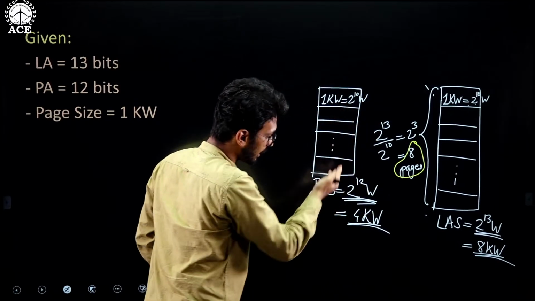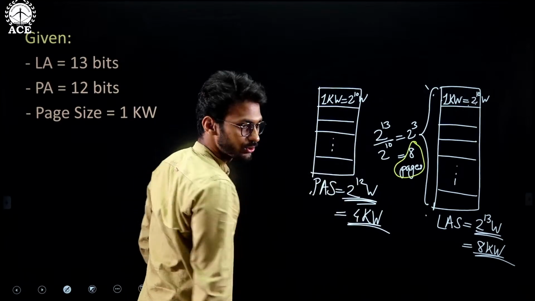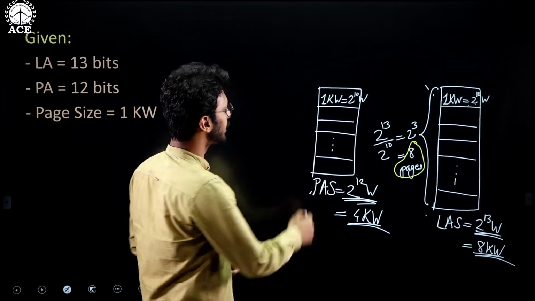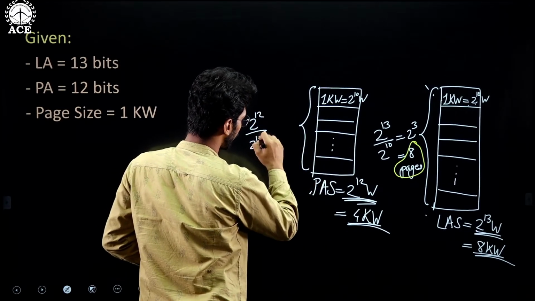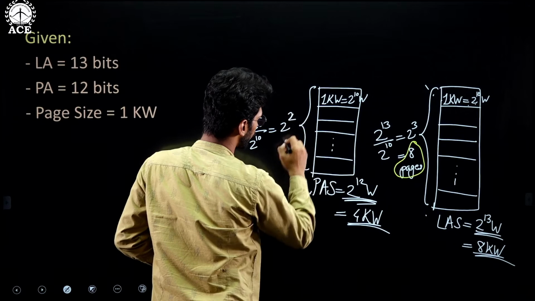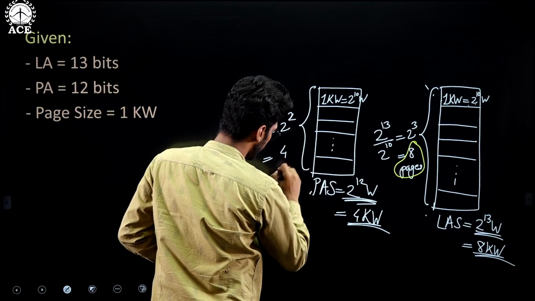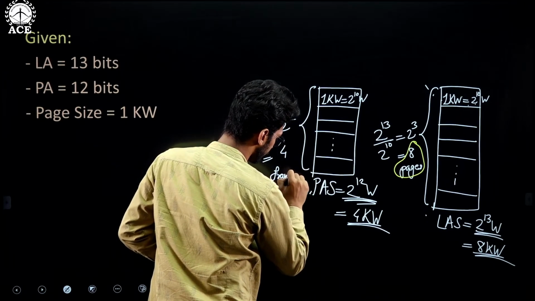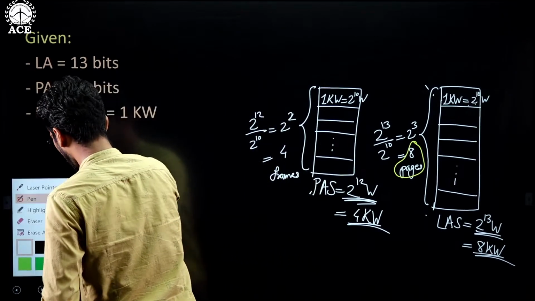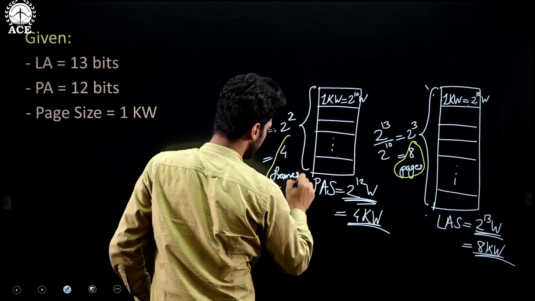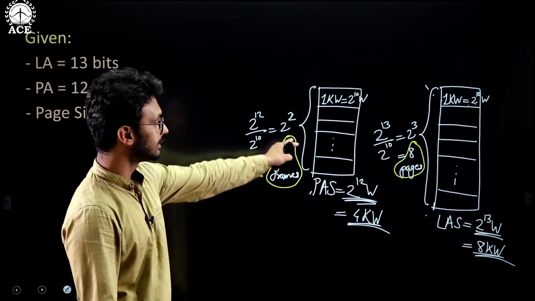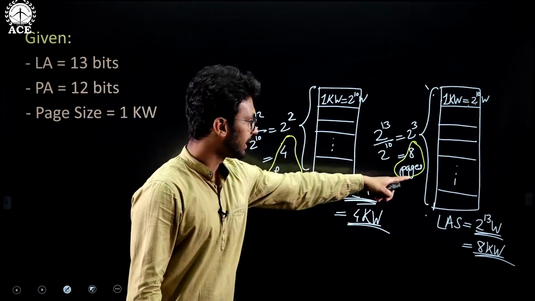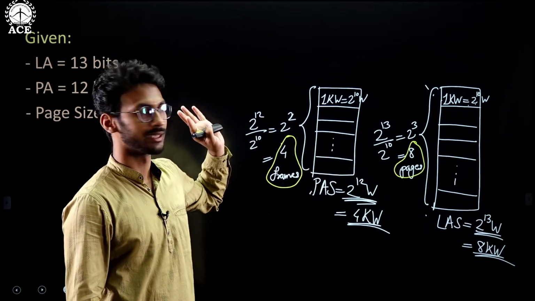Now if it is 2 raised to 10 words, this entire chunk size is 2 raised to 12 words. How many such frames will be there? 2 raised to 12 by 2 raised to 10. What is it? 2 raised to 2, which is equal to 4 frames. Done. So you got the answer as 4 frames. Easy, isn't it? 8 pages, 4 frames. That is what you will get.